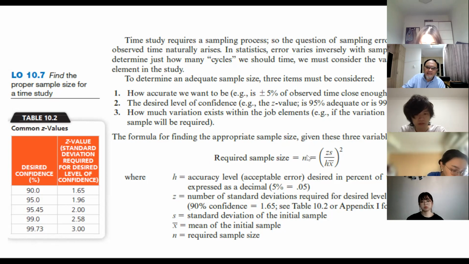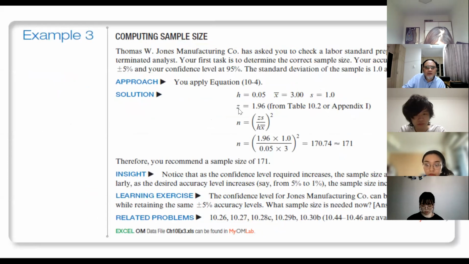So it's just using a formula statistically. The required sample size n is z s divided by h x bar, all squared. H is the accuracy level, z is the number of standard deviations required in terms of confidence level, s is the standard deviation of the initial sample, x bar is the mean of the initial sample, and n is the required sample size. So n is the unknown. The book gives an example of this.